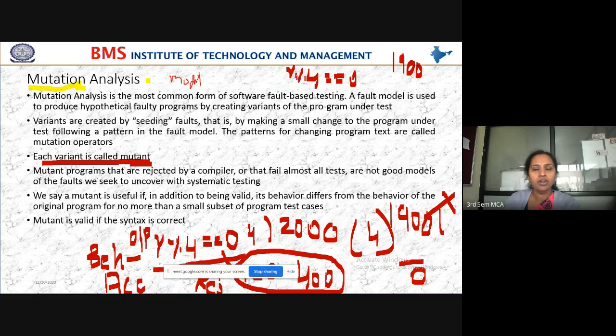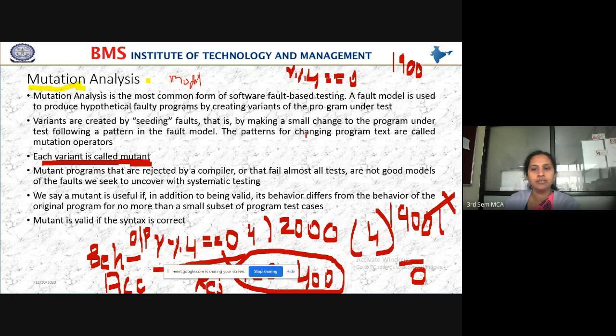If the modification or the mutation which we have applied is affecting the output of the program, or affecting the behavior of the program, then that mutation will be rejected. Understood, students? That mutation will be rejected.